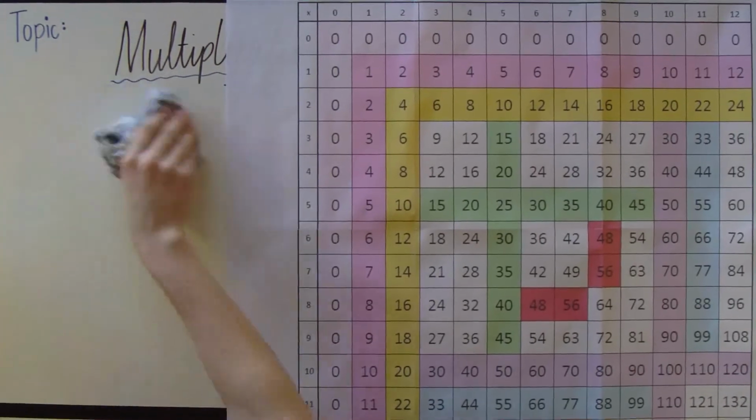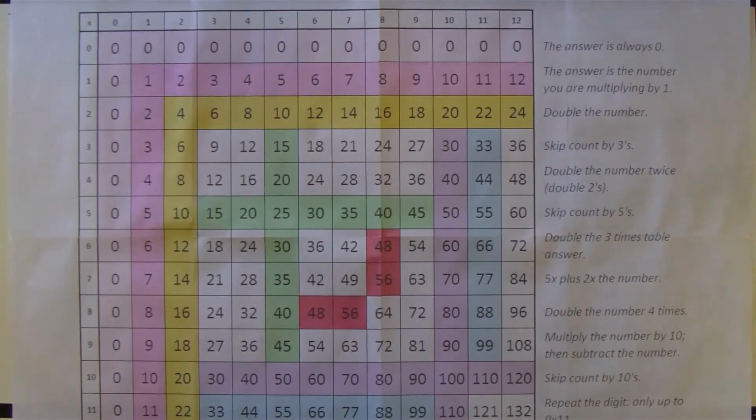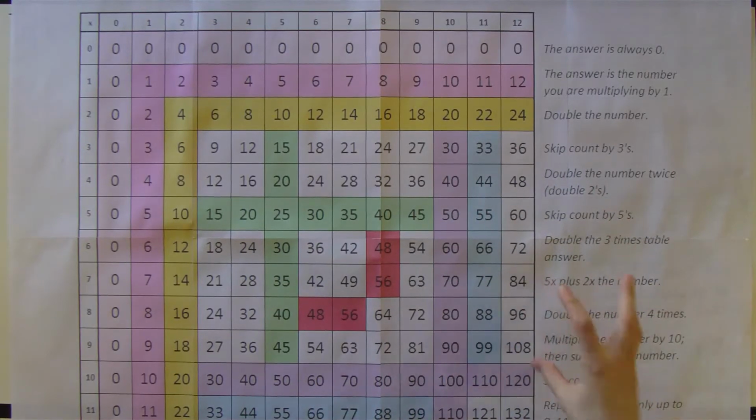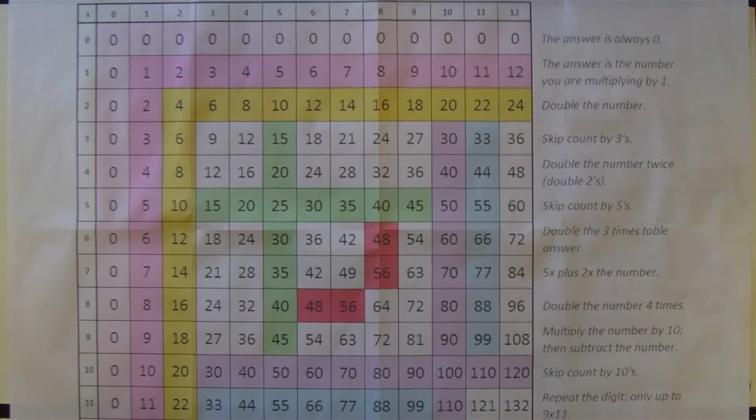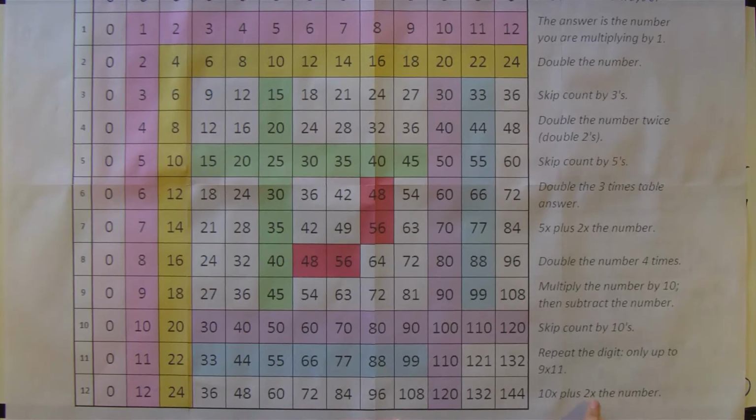And lucky last we have the 12s. To remember the 12 times tables, it's very similar to the 7. This is how we break it up into multiplying by 2 and then by 5 and then adding up the total. For the 12s, at the bottom here we have 10 times plus 2 times the number.